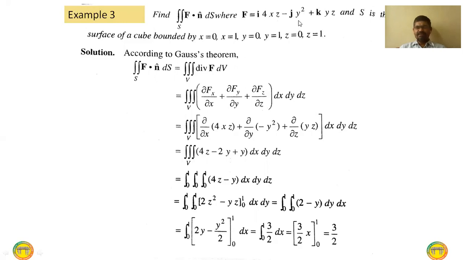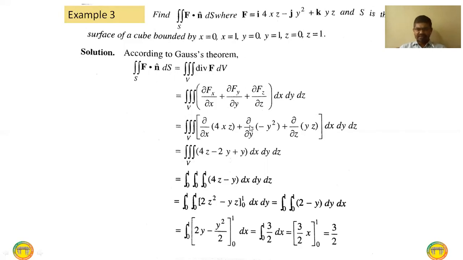The fy value is minus y square, so I am substituting minus y square here. The fz value is yz, therefore substituting yz here and performing partial differentiation. Dou by dou x of 4xz gives us 4z, because x is partially differentiated, dou x by dou x is 1, and the remaining quantity is 4z.